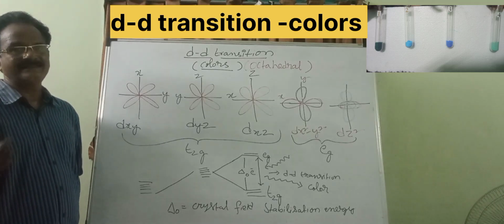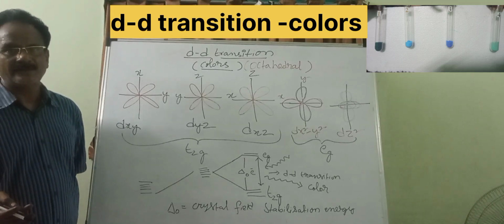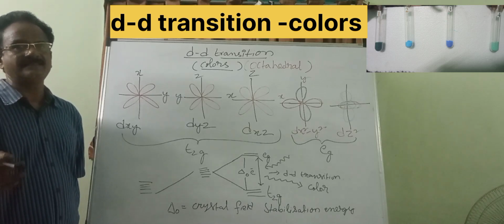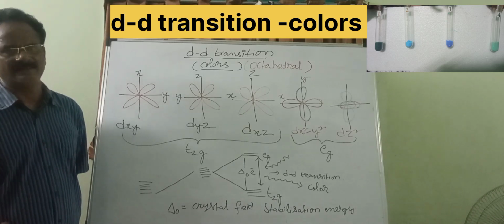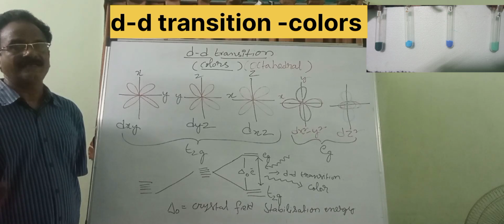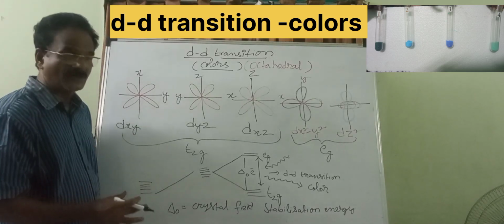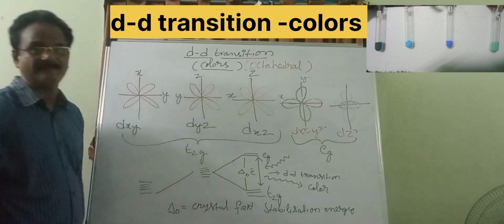Although the metal ion is the same, it will exhibit different colors when it is in combination with different anions. Okay, so that will depend upon the magnitude of crystal field stabilization energy.